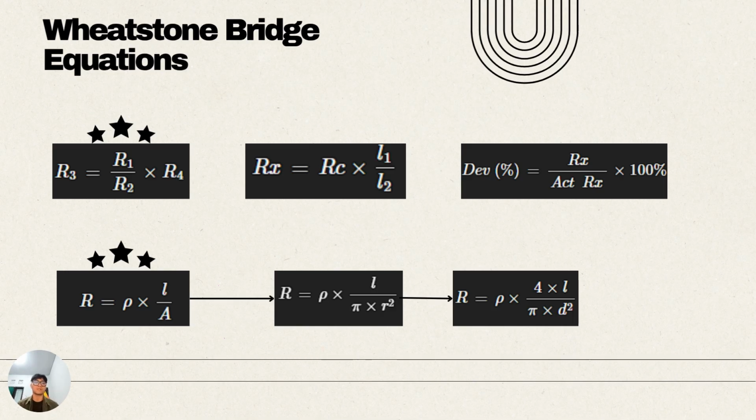Now how do we search for deviation? Deviation is in percent. We are going to use Rx divided by actual Rx times 100%.